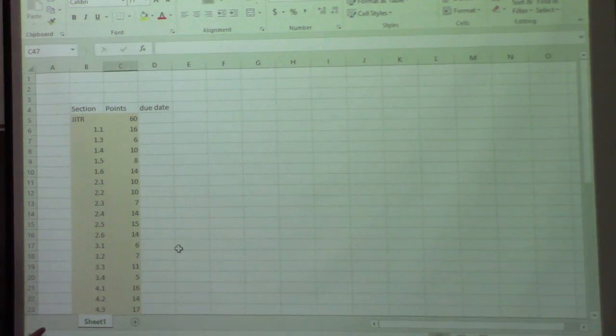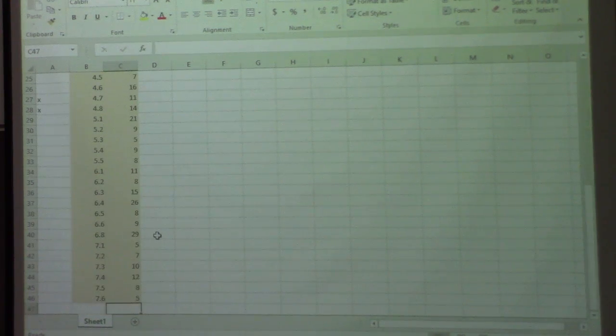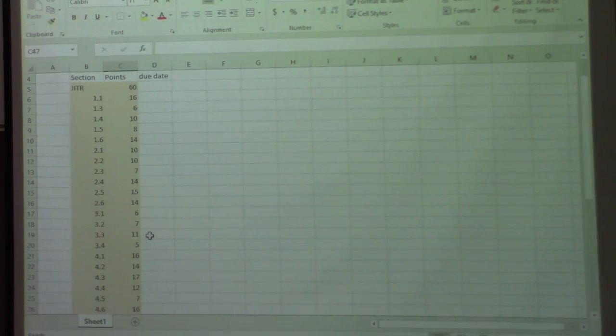So here's the breakdown section by section. The just-in-time review has 60 problems, but they're all pretty simple. It shouldn't take long. MyMathLab estimates it can be done in 40, 50 minutes. This one, 1.1, has 16, 1.3 has 6 problems, 10, and you see on down the line. For the most part, it's got 5 to 15 problems. But every so often, there's a section which has more. Like section 6.8 has 29 problems. But I have posted this in course content, so you can see ahead how much is coming at you. So I hope that helps.